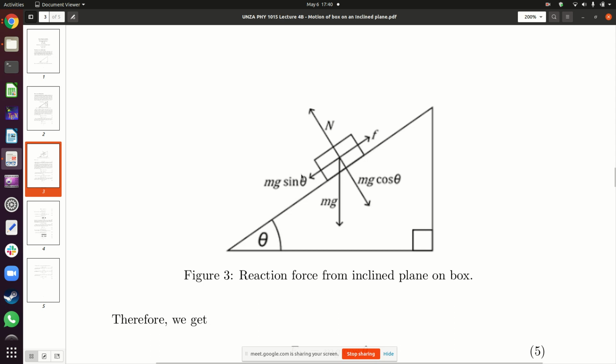so this mg cos theta is a negative force. This mg sin theta is pointing downwards, dragging the box downwards, and this is the direction we have chosen to be our positive x direction. So this force, mg sin theta, is a positive force. This friction force is acting in a direction opposite to our positive x-axis, so this friction force is a negative force.